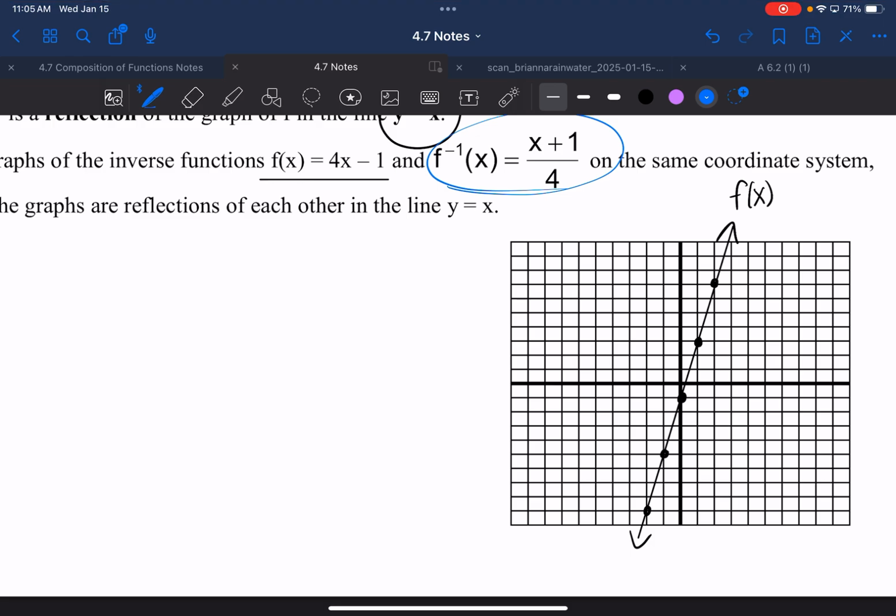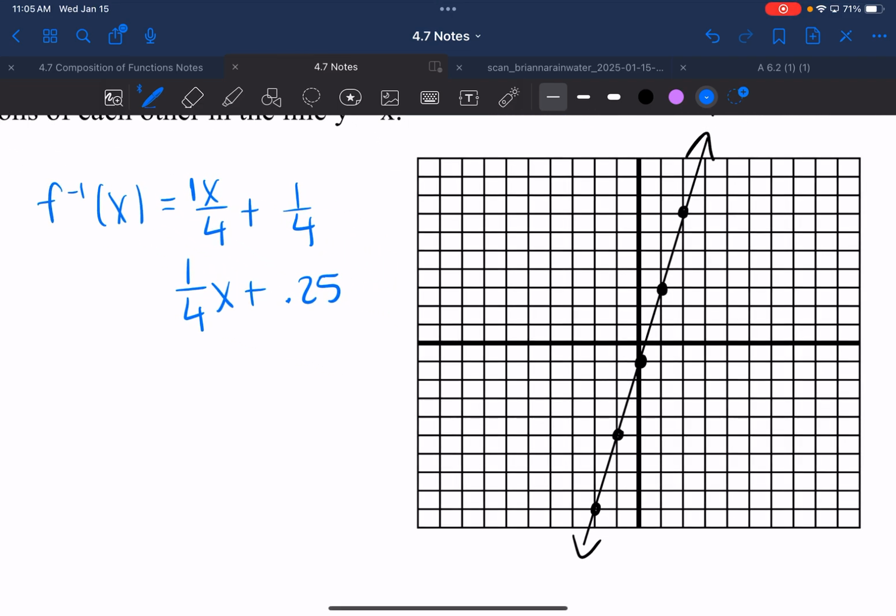But remember, I can split those up. So I could also say that the inverse function is x over 4 plus 1 over 4, right? And then it looks a little more like what we're used to seeing. We know there's an understood 1 here in front. So this is really 1/4 x plus 1/4 or 0.25, however you prefer to think of it. Okay? So now, y-intercept, 0.25. And then my slope tells me to rise, and then we'll go right 4.